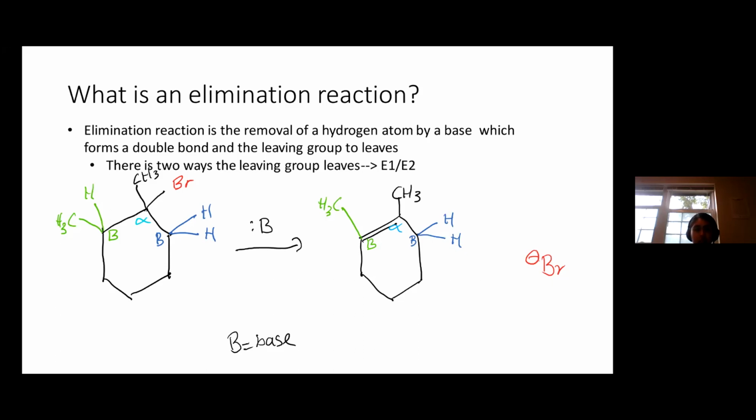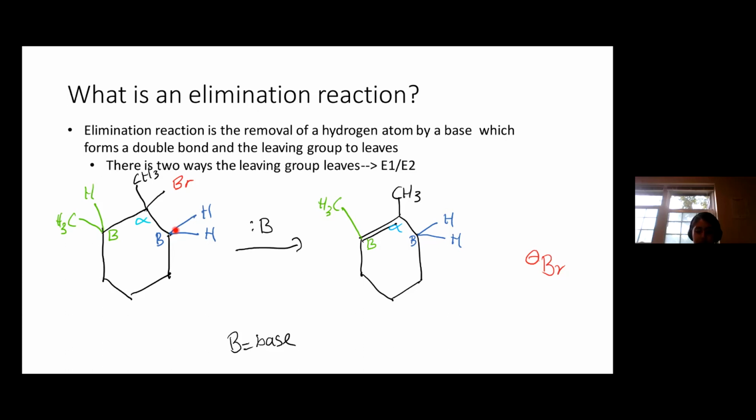And essentially, in an elimination reaction, if we look at this part, this reactant, we have our leaving group attached to this carbon, right? And this carbon right here, we're going to call the alpha carbon. So the alpha carbon is where the leaving group is attached. The carbons that are right next to this alpha carbon are going to be beta. So these two are going to be beta carbons.